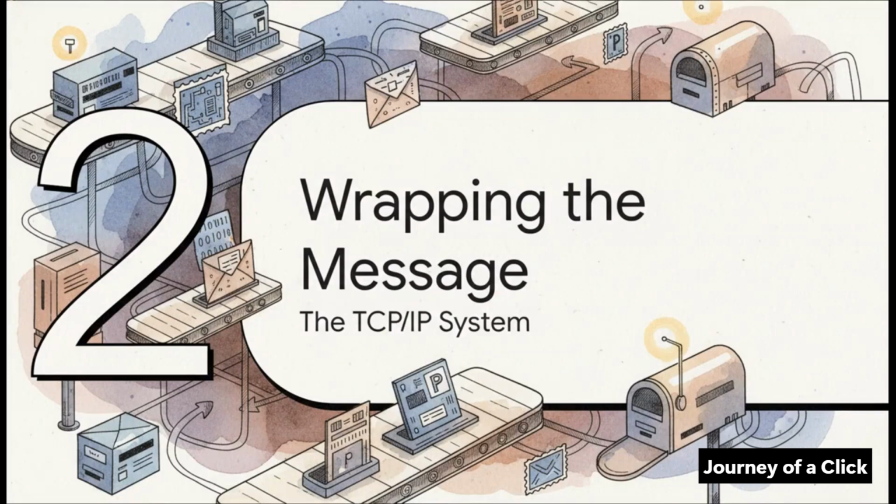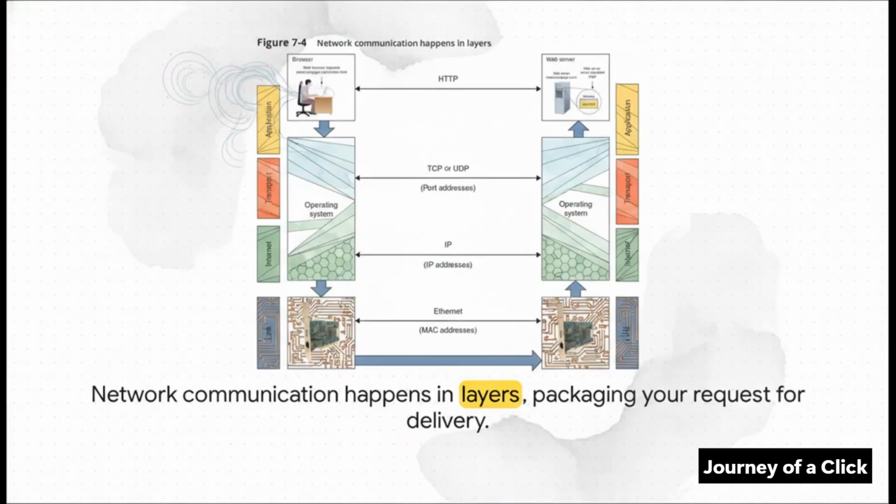All right, so we've got the addresses figured out, but how does the data actually get packaged up for its long journey? Well, it gets wrapped up using a set of rules or protocols called TCP/IP. You can think of this whole system as like a digital packaging department. See, sending something over the internet isn't just one single action. It happens in layers. Your request for a web page starts at the very top layer, and then it travels down through the other layers.